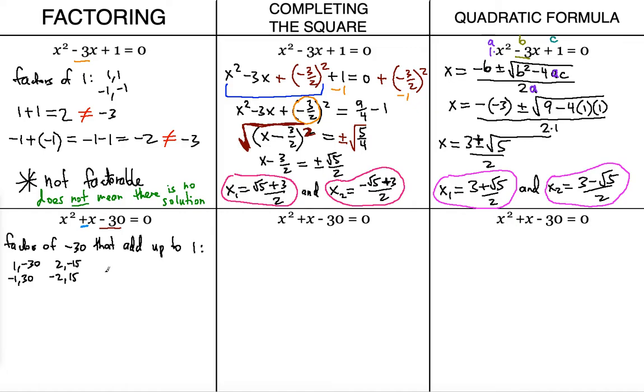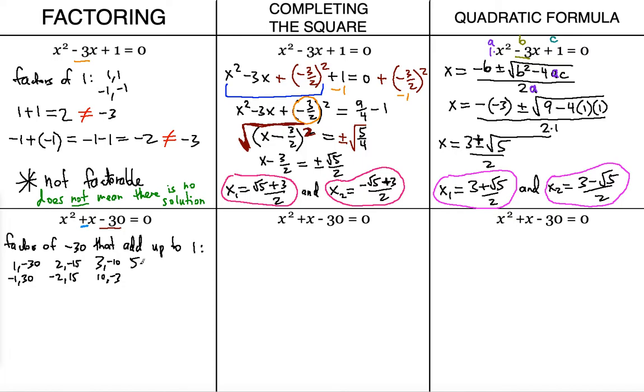Now let's actually stop there. Let's check whether the sum is equal to 1. Well, neither of them gives you a sum of 1 yet, right? So let's keep going. 3 and negative 10, 10 and negative 3. And again, the sum is not equal to 1, so let's keep going.